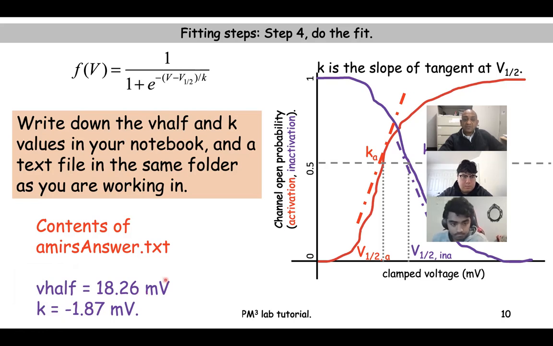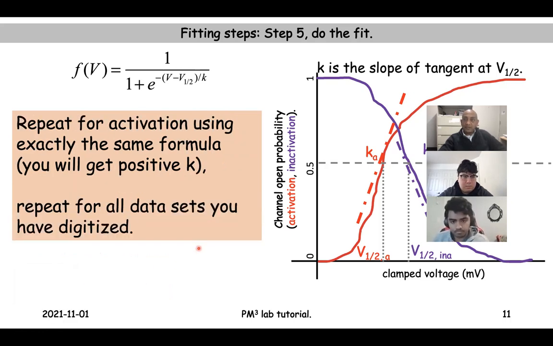Notice, fellas, that V-half and K both have units of millivolts, and you should always use those units. And the final step is that you repeat steps 1 to 4 for all data sets, including activation and inactivation.